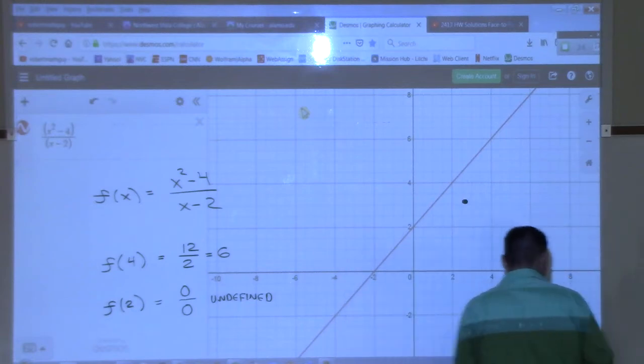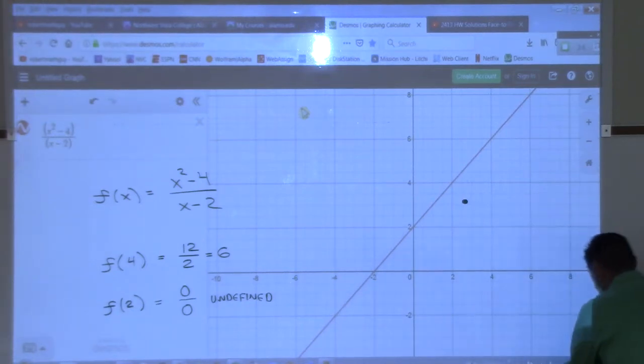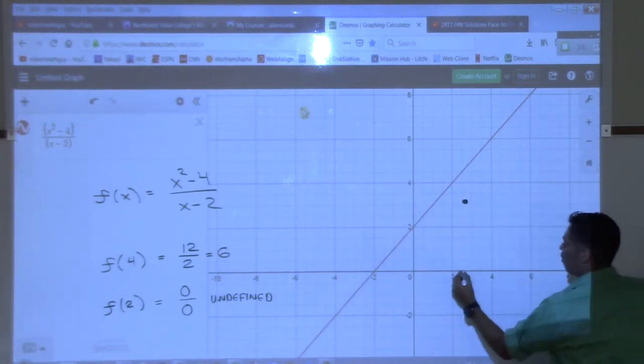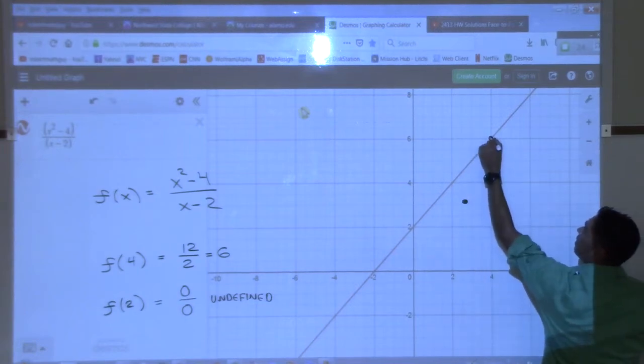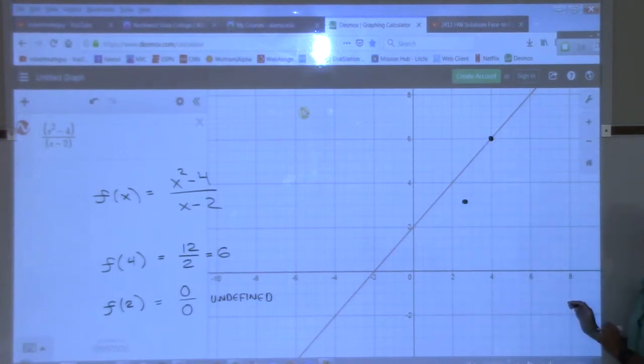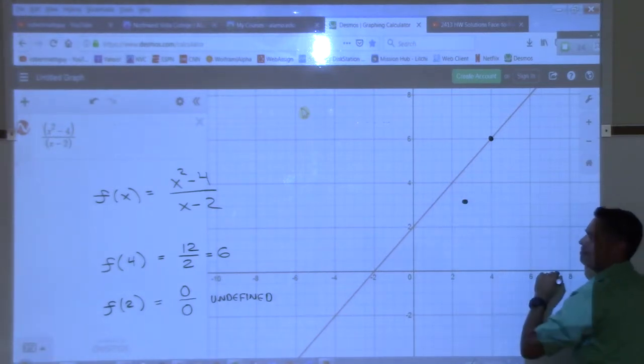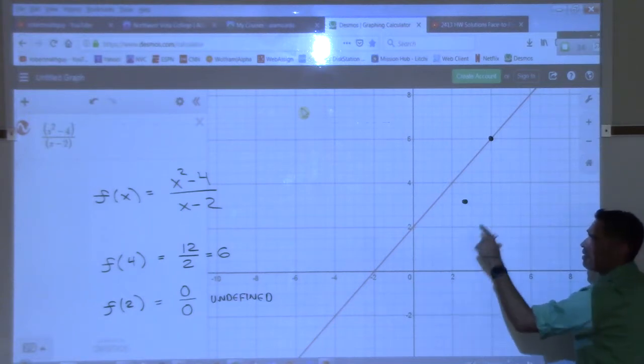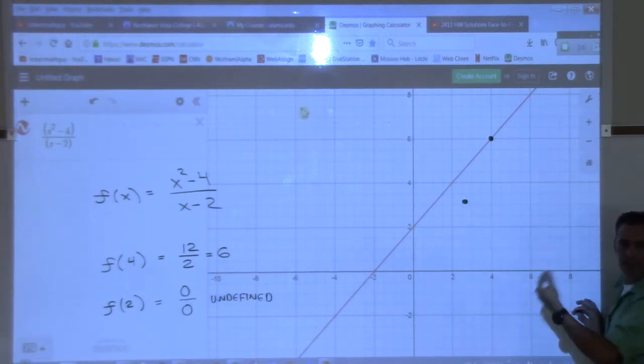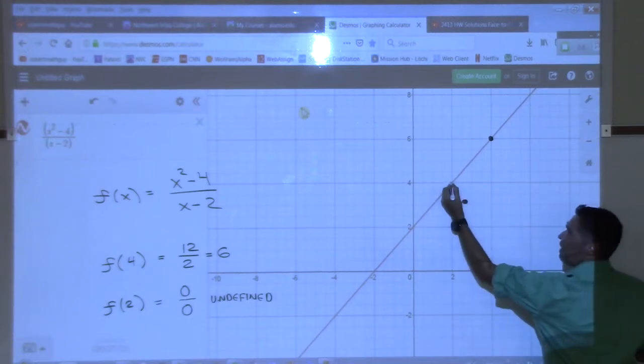So I want you to pay attention to something. At 4, the value of the function is 6, just like we said it would be, right? At 2, what's the value of the function? Can't be 4 though, right? It's undefined, right? The computer isn't letting you know there's a hole there, but there is a hole there. There is no graph there.